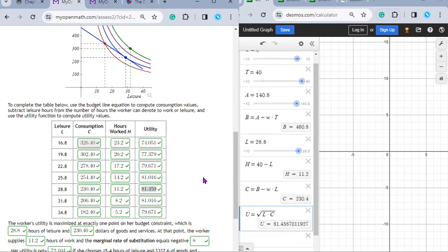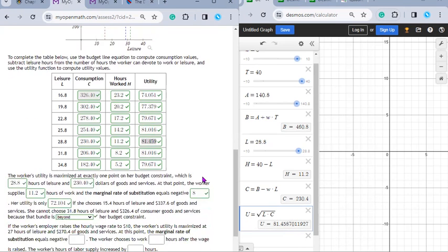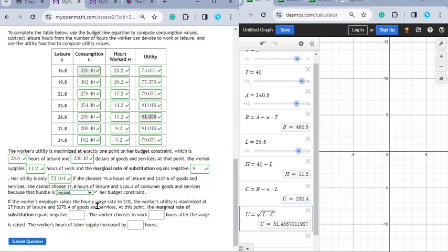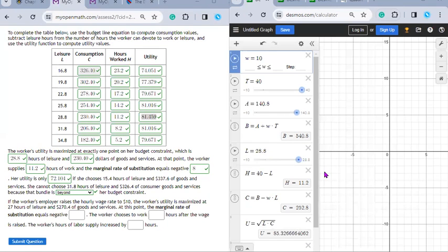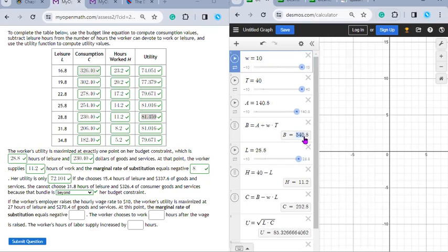Okay, so what's going to happen here when the wage rate goes up? Okay, so I set the wage rate now equal to 10, right? And that means the intercept is now 540.8. So let's go to the other Desmos. The new intercept of the new budget line is 540.8.